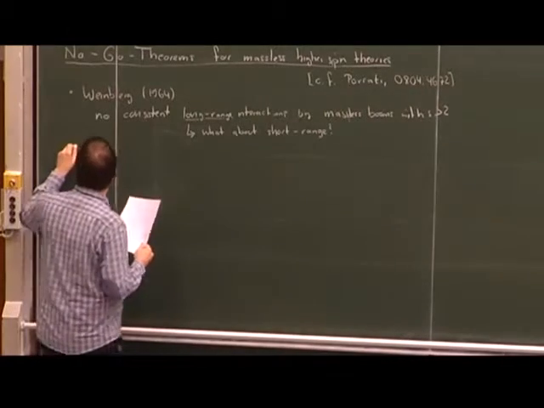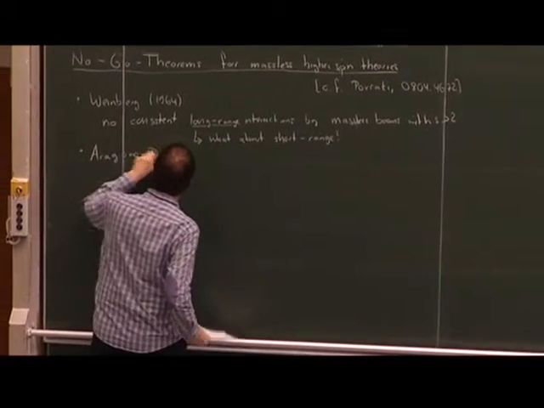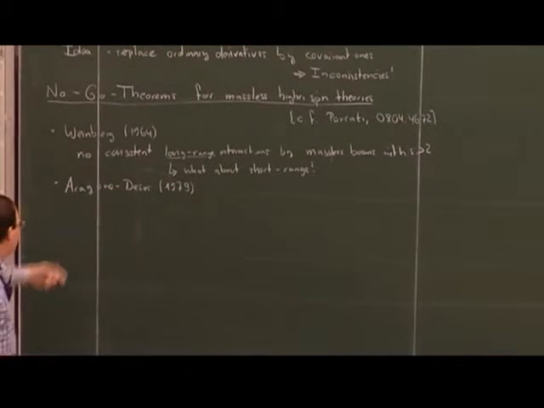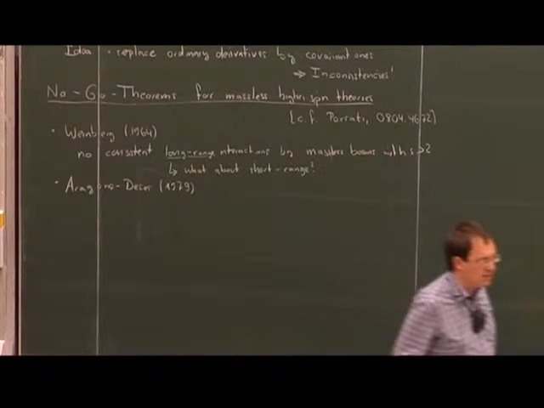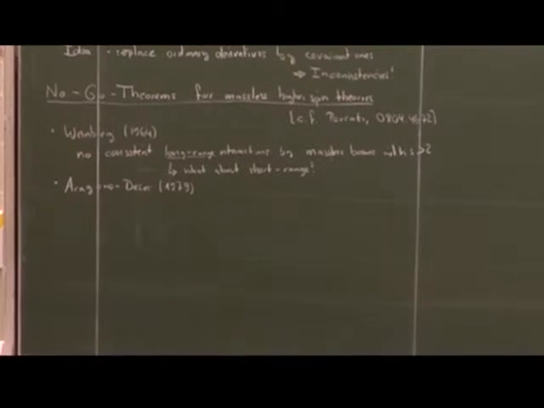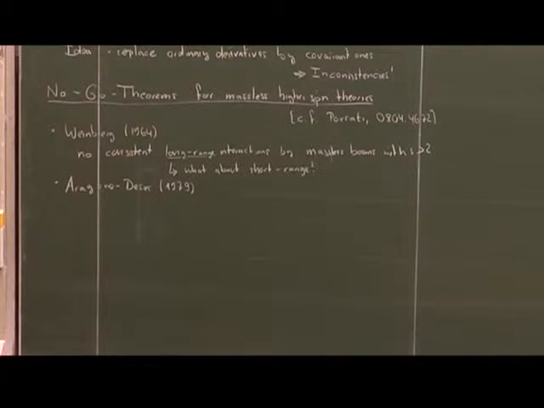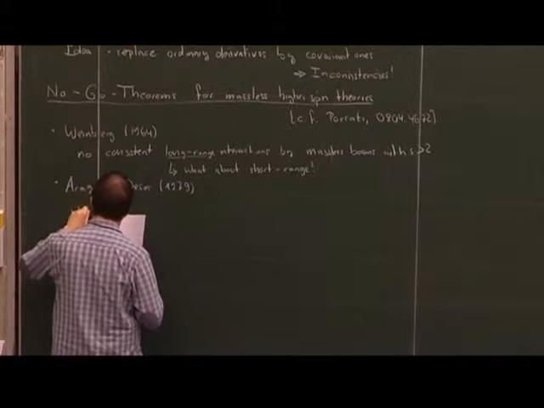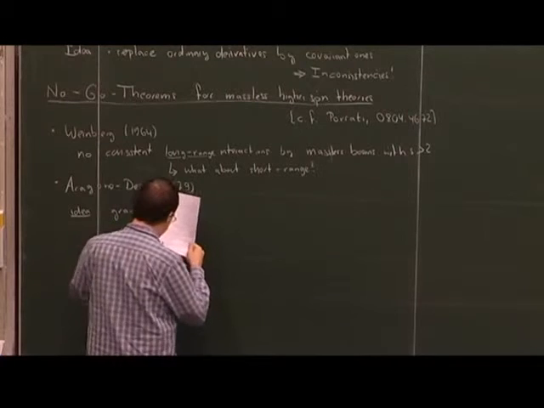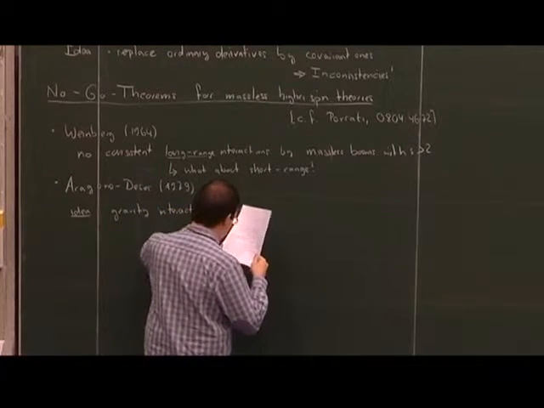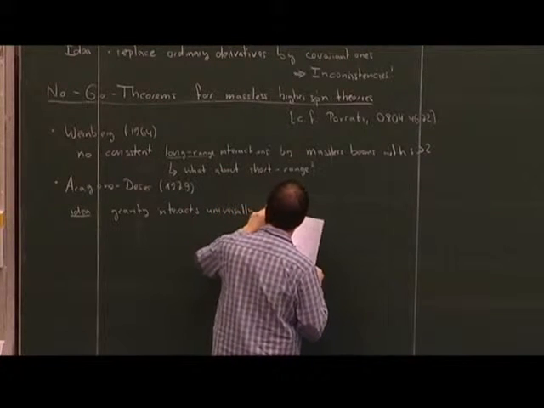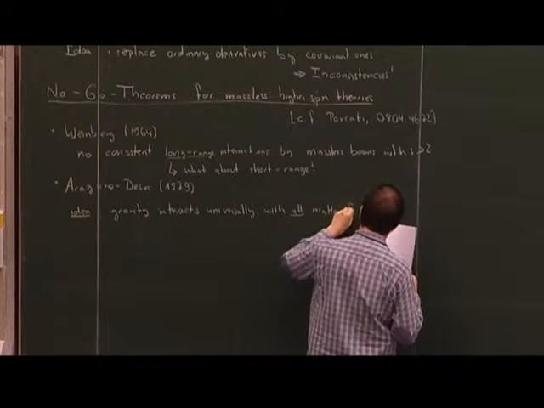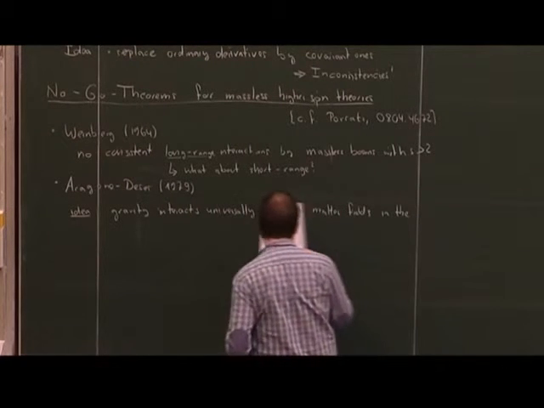Then there was a second attempt by Aragone and Deser in 1979. And their idea was not to look at a specific example, but to look at interactions with gravity. So how do these higher spin fields interact with gravity? Because the interaction with gravity is universal. And they took a certain limit, the soft limit.